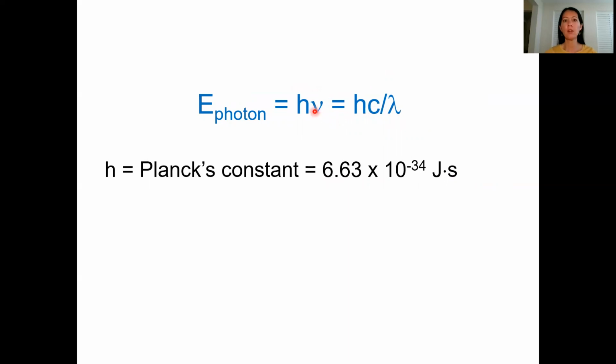So just to be clear, this italicized v is called nu and it's frequency. This lambda, Greek symbol, is the symbol for wavelength. So sometimes we do want to find the energies of a photon of light. If you're given frequency, you can use E equals h nu. Or if you're given wavelength, you can use E equals hc divided by lambda.